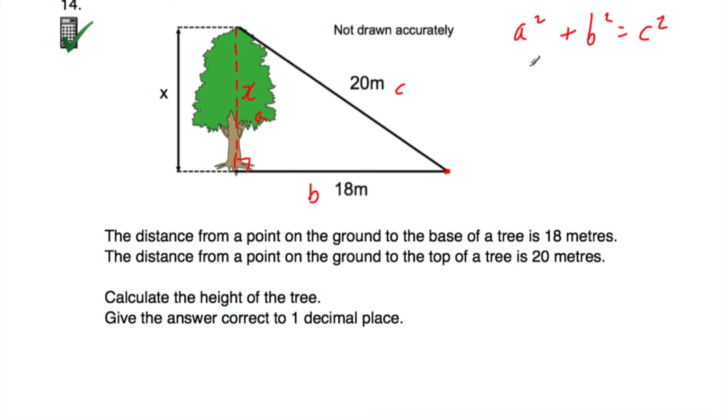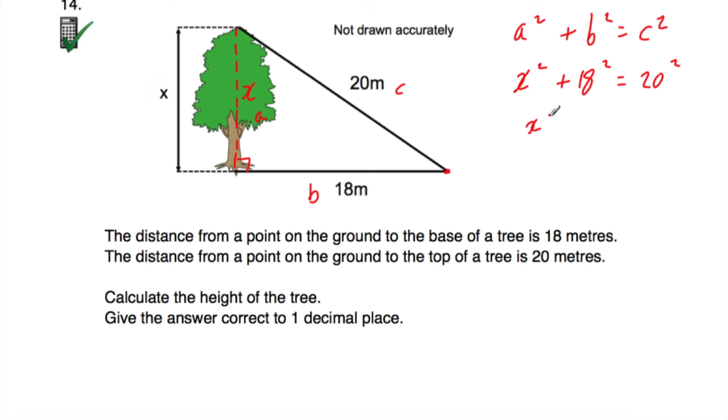So let's substitute those into Pythagoras' theorem. So a squared, that's going to be x squared, plus b squared, that's going to be 18 squared, is equal to c squared, and that's going to be 20 squared. Let's now work this out, and it's a calculator question, so that's quite nice. We can work out what 18 squared is. So 18 squared is equal to 324.